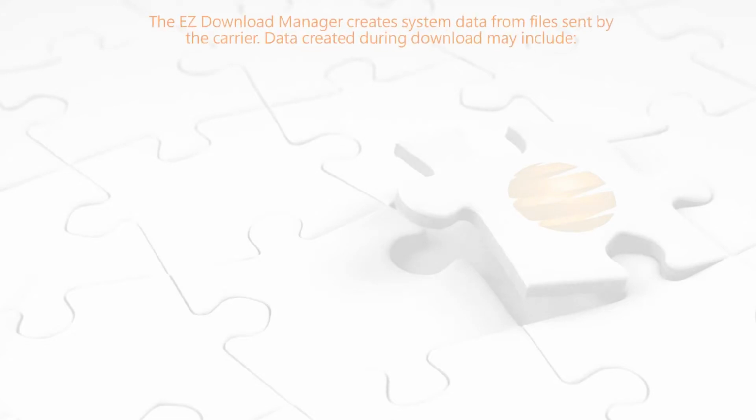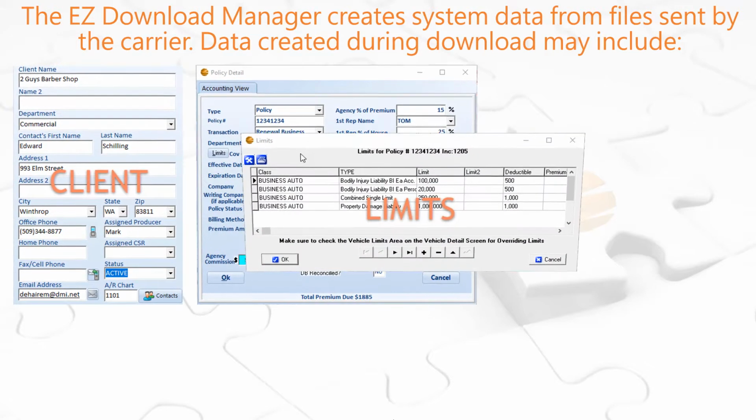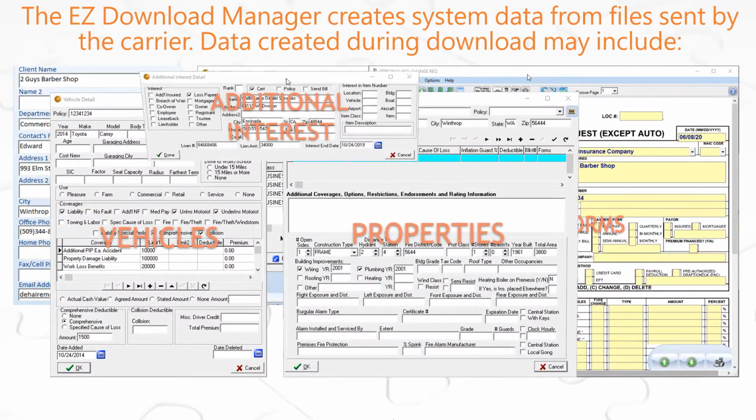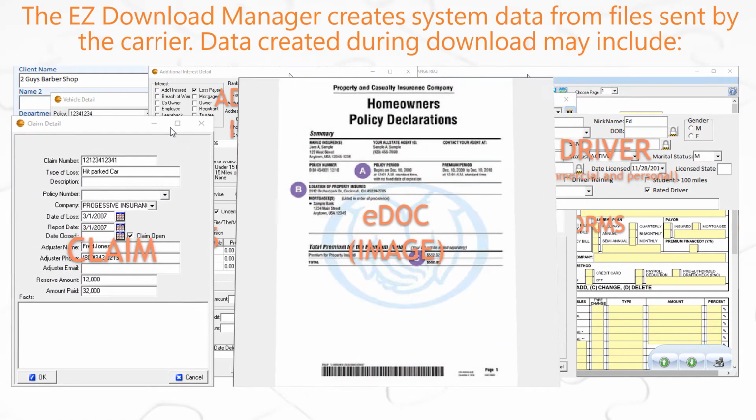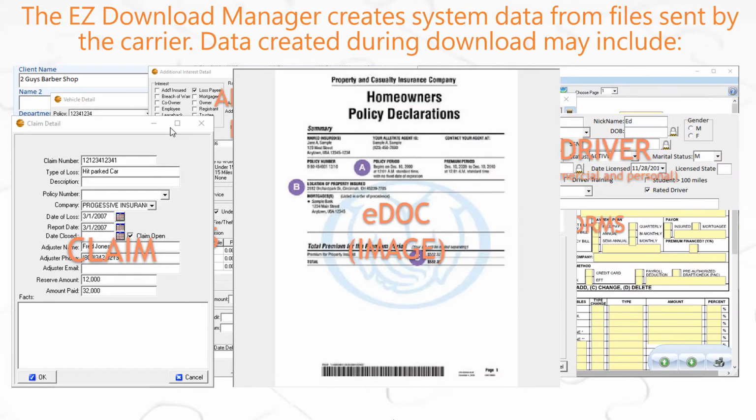The Easy Download module saves you time by entering management system data based on the information sent by the carrier. This data may include the client, policy, limits, accord forms, vehicles, properties, additional interests, drivers, claims, images, and even commission statements. The level of detail you receive depends on your carrier partners, the version of download you subscribe to, and the ASI product you use.